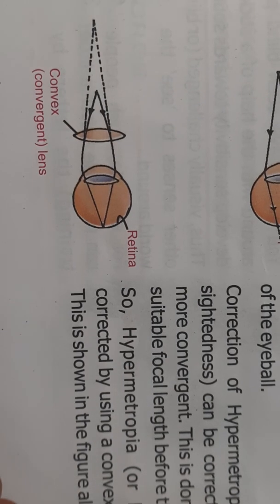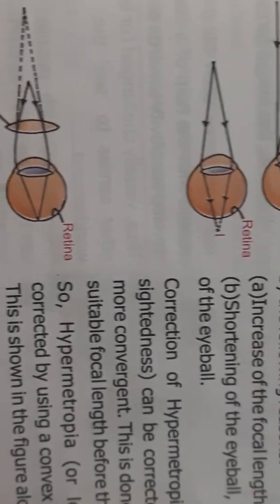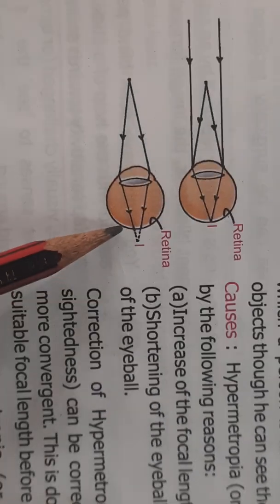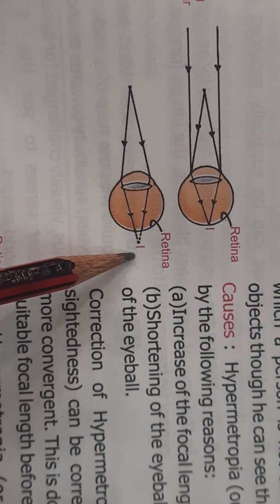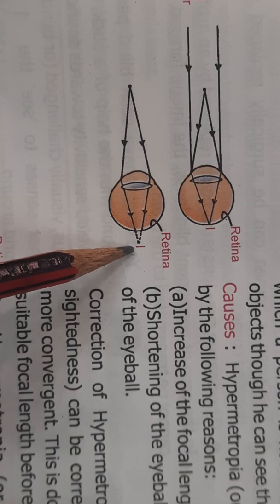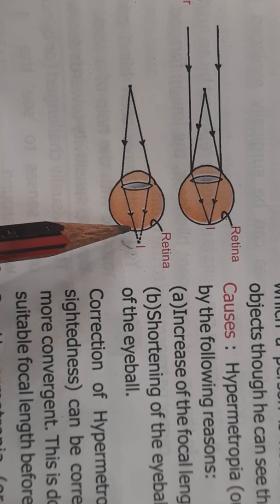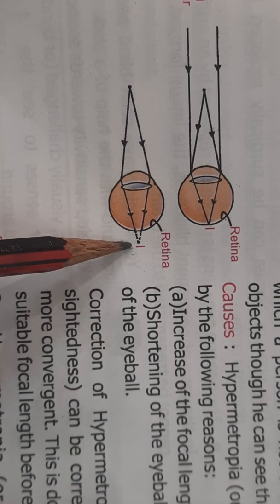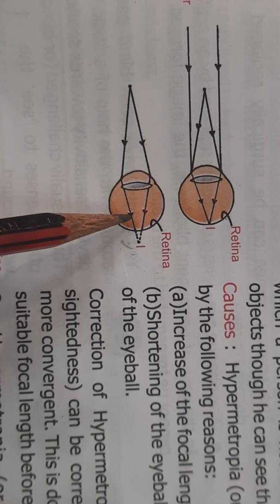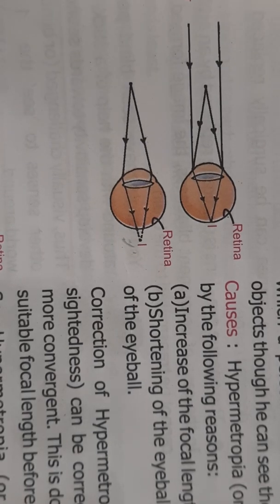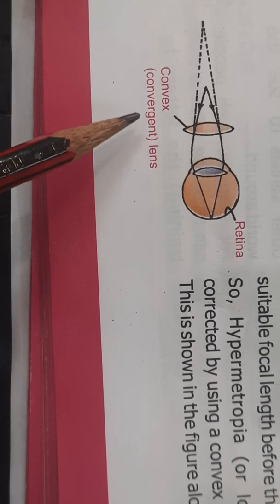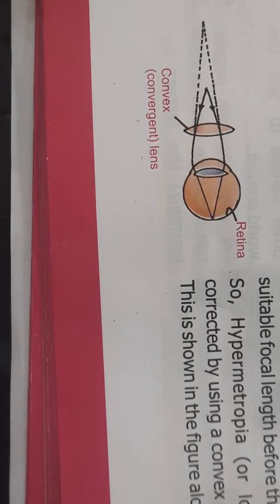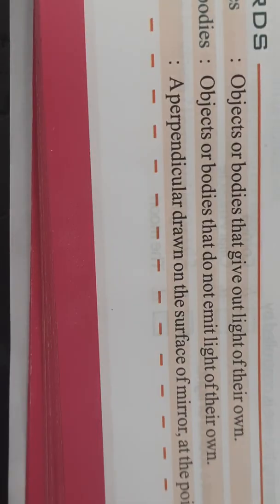retina. Here you can see in hypermetropia, where is the image forming? This is hypermetropia. The image is forming behind the retina. Okay, so that is why they cannot see nearby, they are long-sighted. It is called long-sightedness. That means they can see the distant objects clearly but not the close by objects. So hypermetropia can be treated or corrected by using convex lens. Convex lenses are convergent lenses.